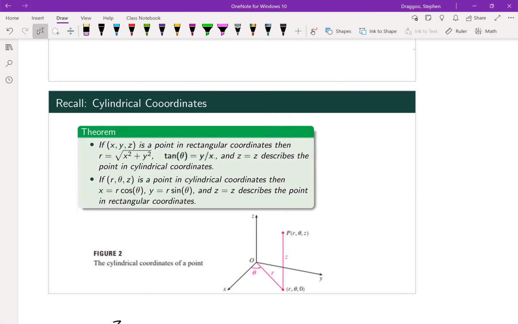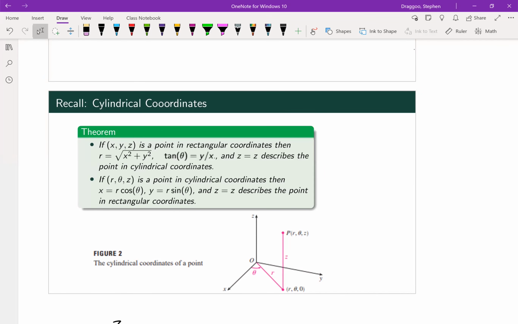So we've got a point x, y, z in rectangular coordinates. Then we can use a series of equations to transform x and y into r and theta. So we'll be keeping z in cylindrical coordinates and basically just extending polar coordinates into 3 dimensions. And so we'll use the same equations that we did for polar coordinates. r will be the square root of x squared plus y squared. Tangent of theta is going to be y over x, and z is just going to stay z.